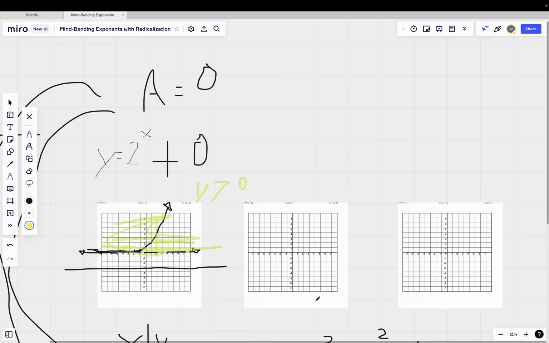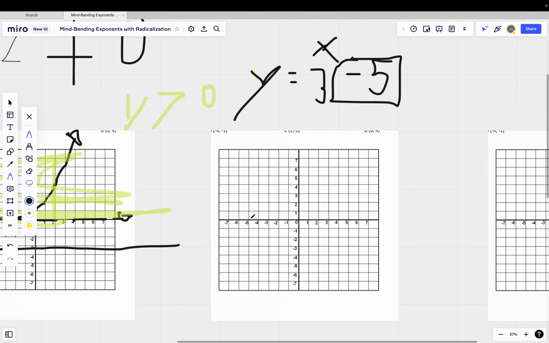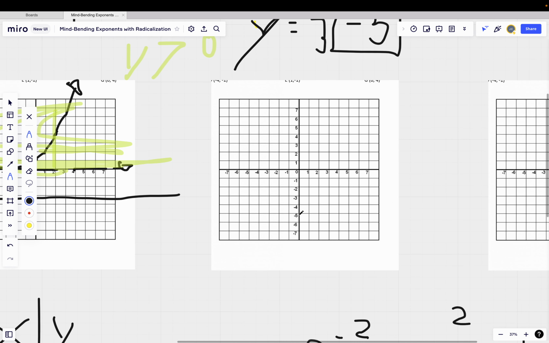Now we're going to try the next one. We have y equals 3^x minus 5. So what is our asymptote? Our asymptote is going to be negative 5. Our answers are always going to be above negative 5. So that means our range is going to be y is greater than negative 5.